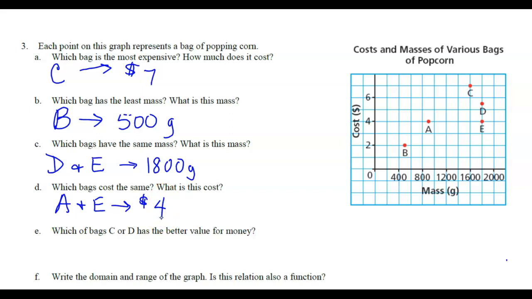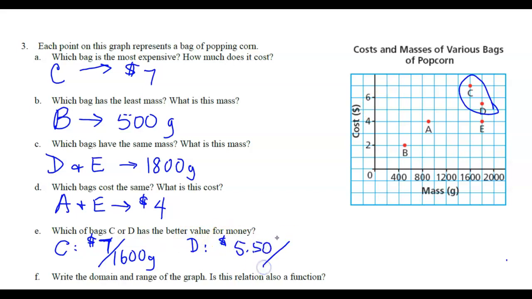Okay, and then which of bags C or D, so we're just comparing these two, has the better value for money? So this is what we call unit cost sometimes. So we take the cost, so C is $7 for 1600 grams. D is, what does that look like? $5.50 for 1800 grams.